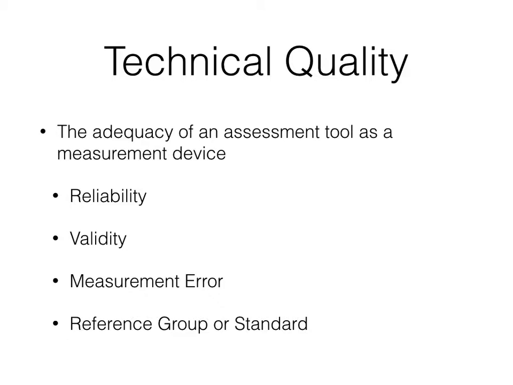So, talking about the technical quality of assessments is where we really consider all of these aspects that we've previously discussed. We talk about the adequacy of an assessment tool to measure what it's supposed to measure, to be reliable, to be valid. We'll be talking about measurement error. And we'll be talking about the reference or the group standard as well. So we want to make sure that we are selecting assessment methods and assessment strategies and instruments that take into consideration the reliability, the validity, the error, and the reference group or standards.